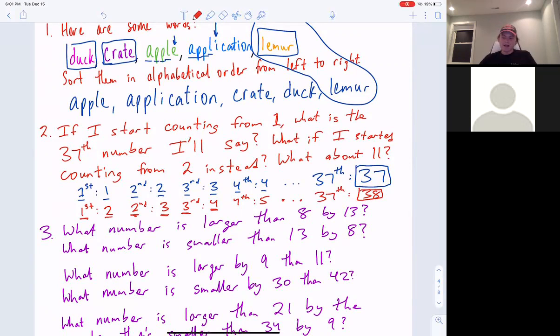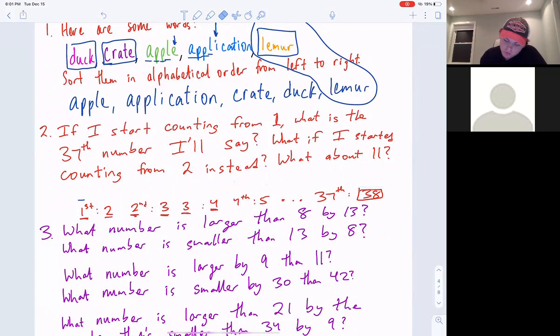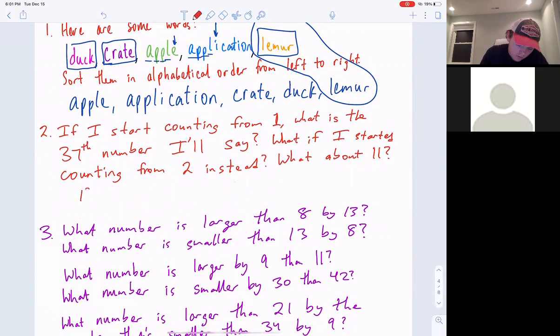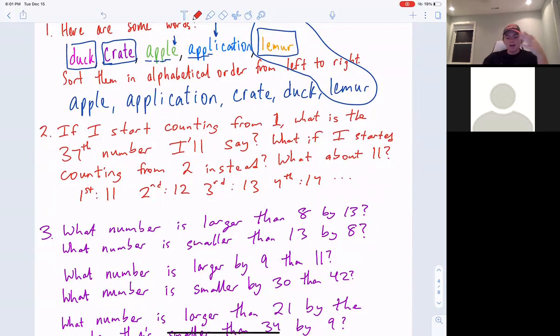Now, I would advise against actually counting to 37 numbers to figure out a question like this, right? So if I started from, let's erase some of this stuff. If I started from 11, you shouldn't actually count up from 11 and try to figure out what the 37th number is. What you should do instead is know that if we start from 11, then the first number would be 11. The second number would be 12. The third number will be 13. The fourth number would be 14, and so on. And what we should notice is that 11 is just 10 more than 1. 12 is just 10 more than 2. 13 is 10 more than 3.